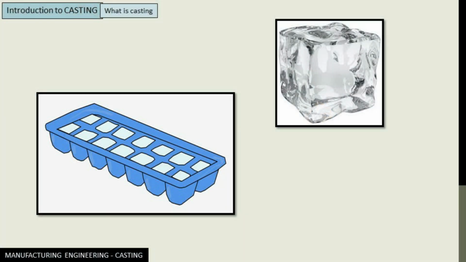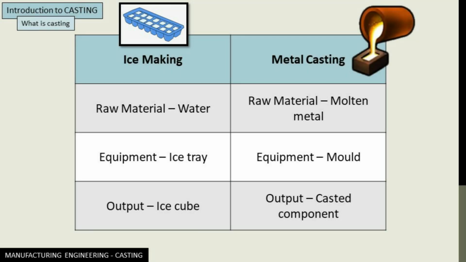The raw material in case of ice making is water. The equipment that we have used is called the ice tray, and the output that we are getting is the ice cube. Whereas in metal casting, which is a very similar process, the raw material is the molten metal or the liquid metal. The equipment in case of metal casting is known as a mold. And the output, that is the desired outcome, can be of any shape and any size, and is known as a casted component.